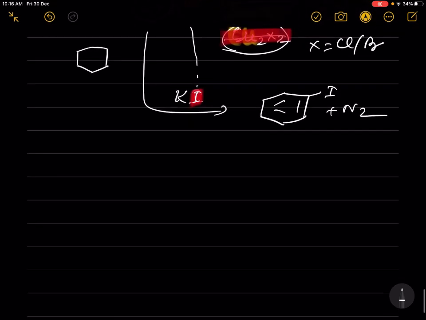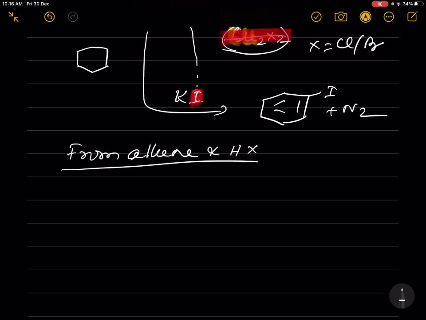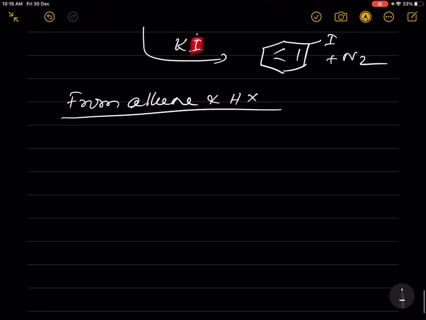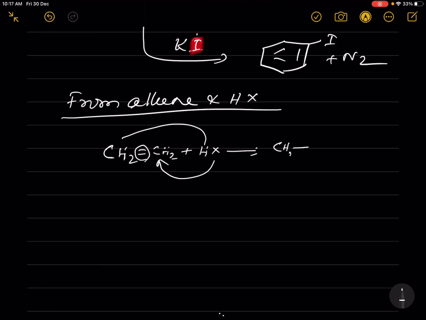Then, from alkene and halogen acid. Suppose this is CH2 double bond CH2, you add HX: one H is added over here, one X is added over here, and the double bond becomes a single bond. So CH2 becomes CH3, and the other carbon becomes CH2X.